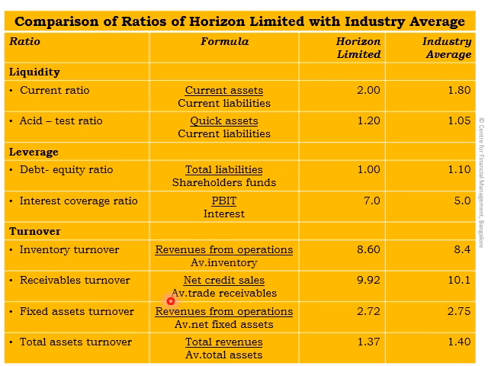Receivables turnover is defined as net credit sales divided by average trade receivables. Fixed assets turnover ratio is defined as revenues from operations divided by average net fixed assets. Total assets turnover is defined as total revenues divided by average total assets. In this table, we have the ratios of Horizon Limited and the average ratios for the industry. A comparison of Horizon Limited with industry average will reveal whether Horizon is doing as well as the industry average, or is doing better than the industry average, or is doing worse than the industry average.